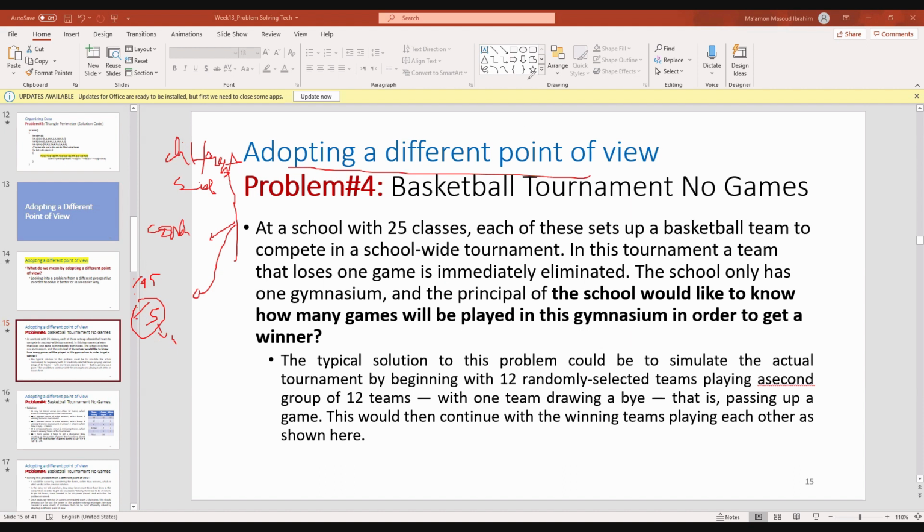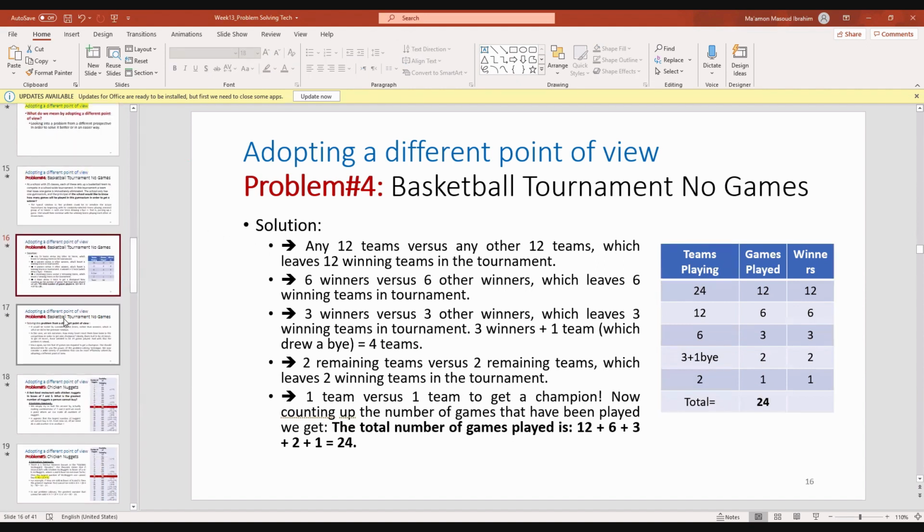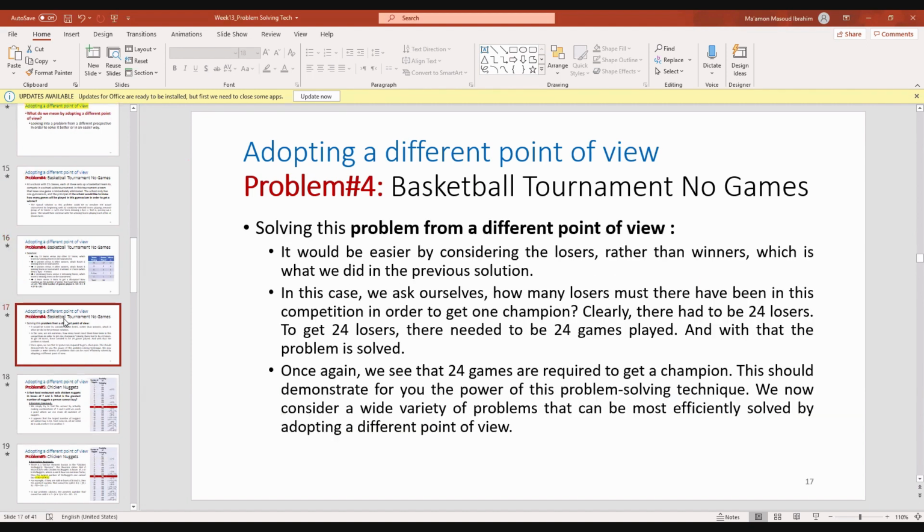Then we have talked about, if you remember, the team example here. This is the first solution, and we have calculated that we have 24 games. The other one said no, we don't look at the winner, we should look at the loser. We have 25 teams and 24 losers, so we should conduct or play 24 games in the gymnasium or in the playground.